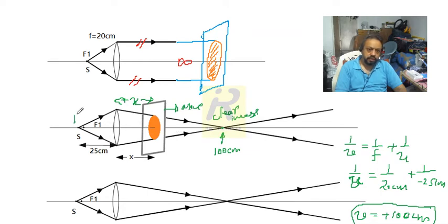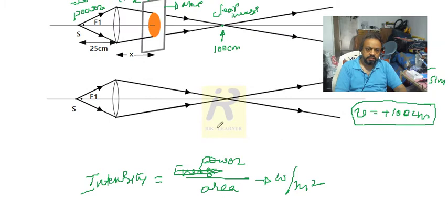The power of the light remains the same. So it is constant. That means the numerator, that is power, is fixed. And when the area decreases, the intensity increases, right? So when the area decreases, intensity increases.